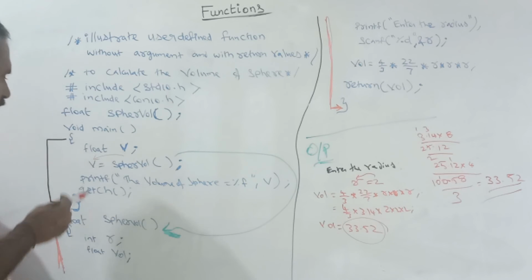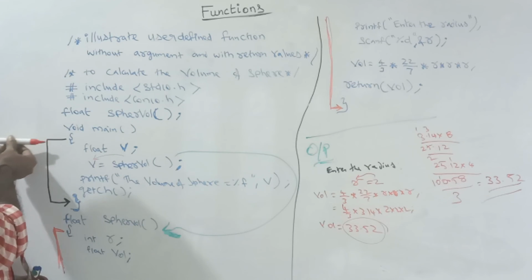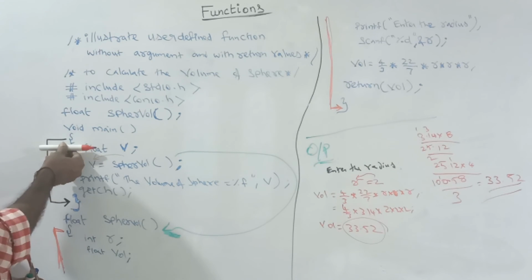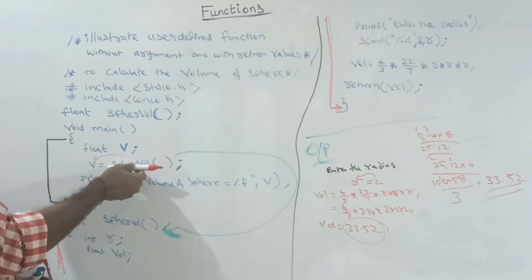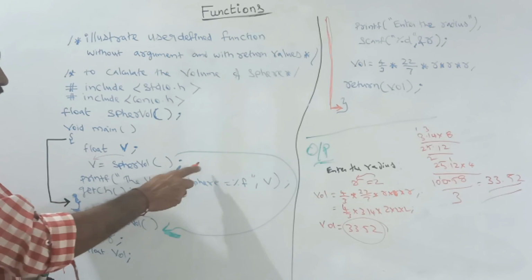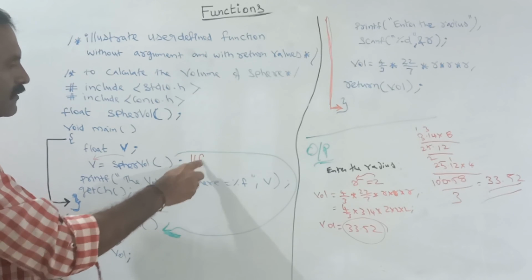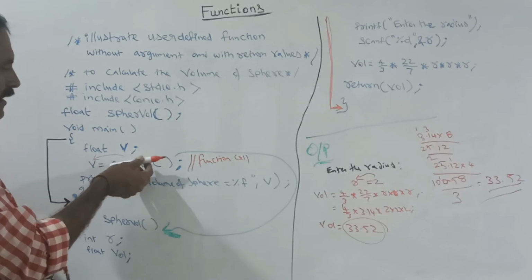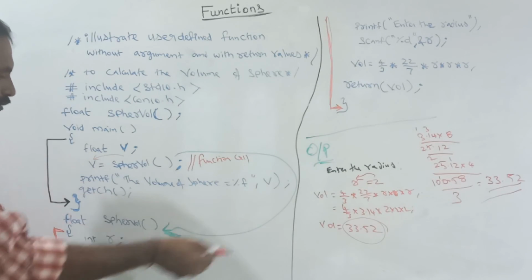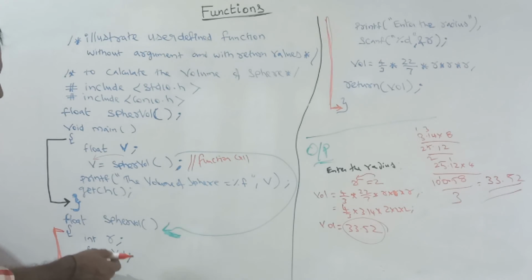See, while executing the program, very first the controller will come here and it will see I have declared the variable V. Here in V I have called the function. This is the function call. While calling the function, the controller will directly move to the function definition.